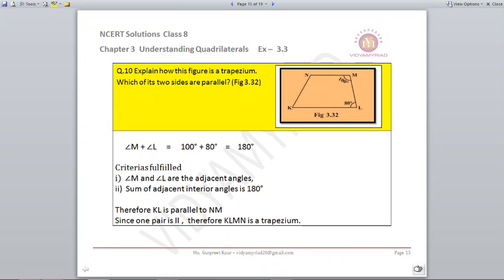which therefore we can say that KLMN is a trapezium, as in a trapezium at least one pair is parallel. So we have found out one pair parallel, so we can easily say that it forms a trapezium.